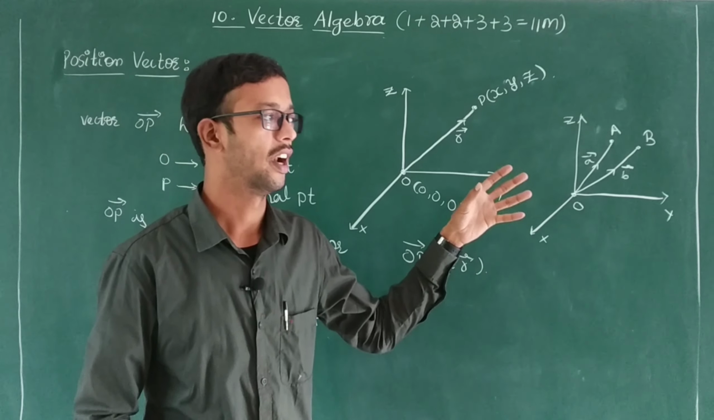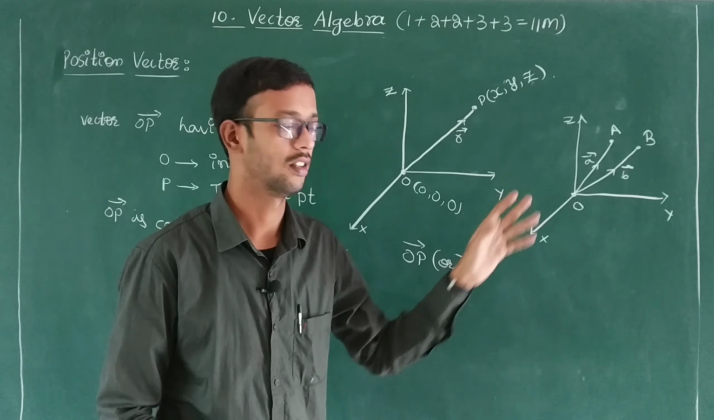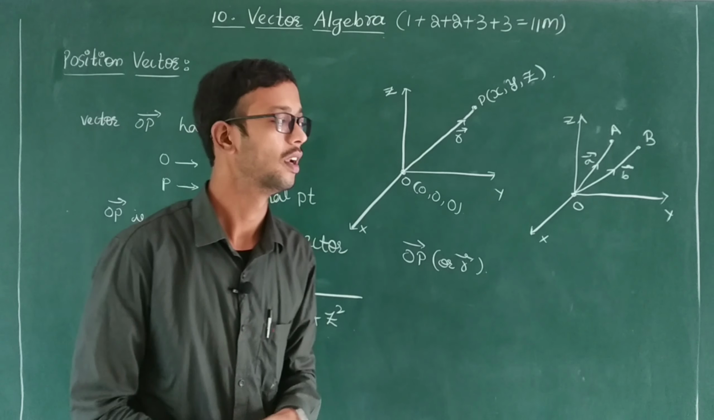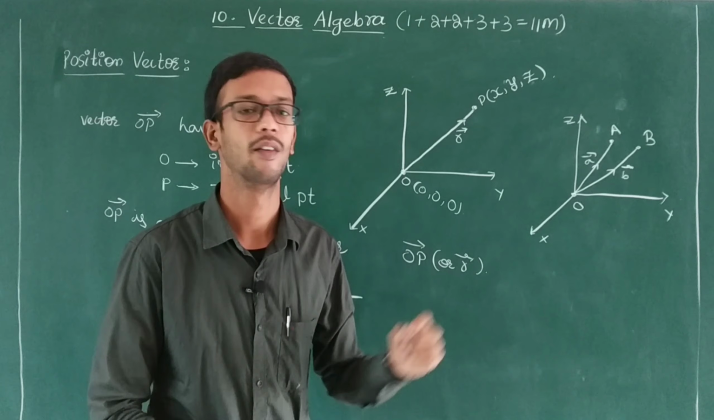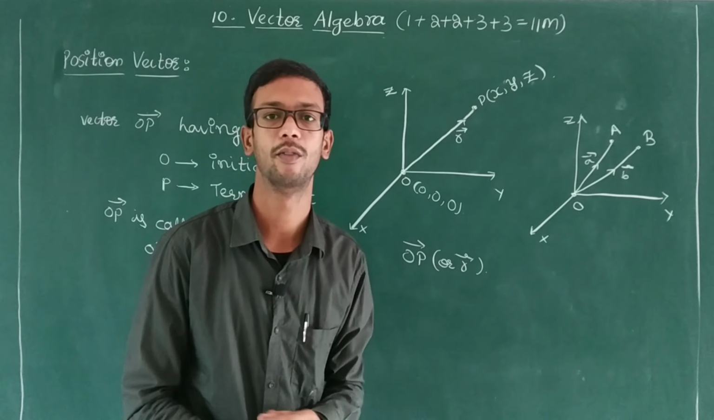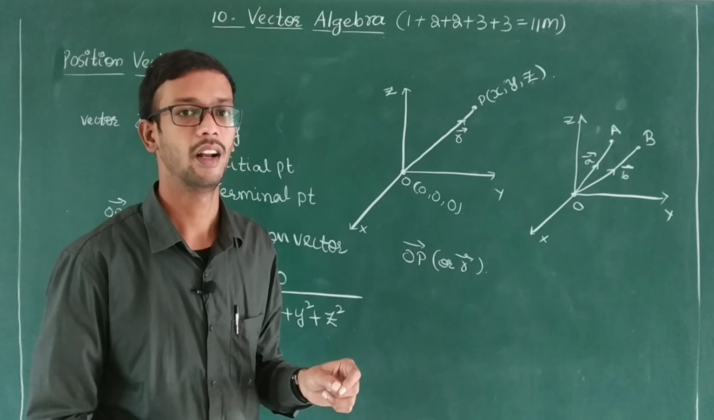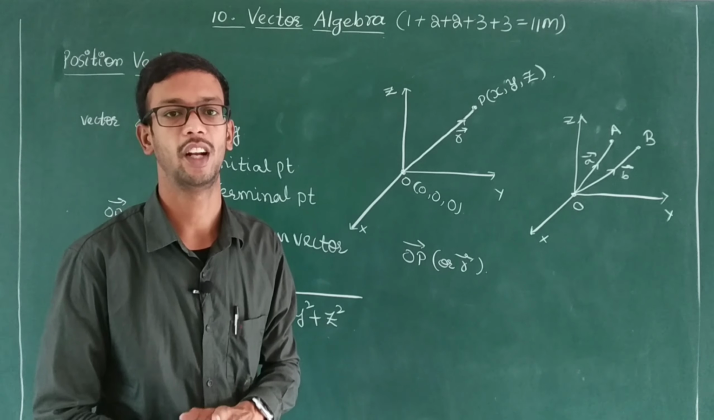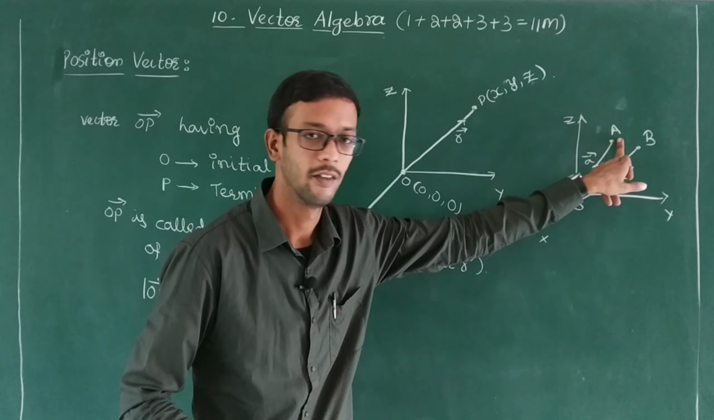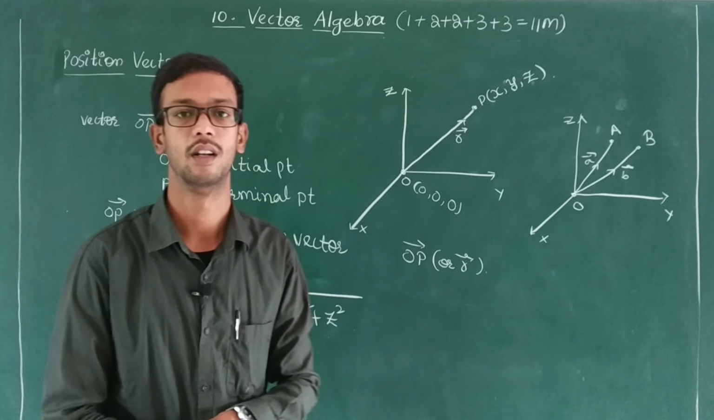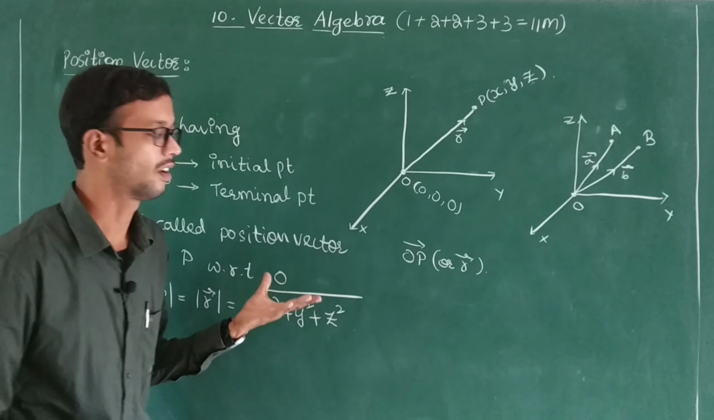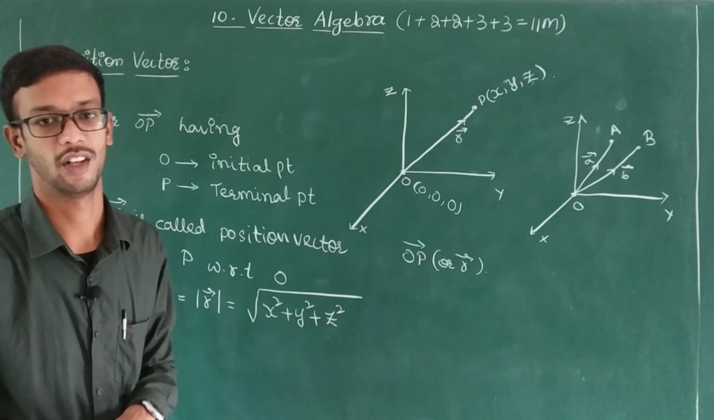In three-dimensional geometry also we learn this right-handed system. For a point, you have to draw from the origin to that point. If you draw a line segment, that is the position vector of that point with respect to the origin. So this is the main concept of position vectors.